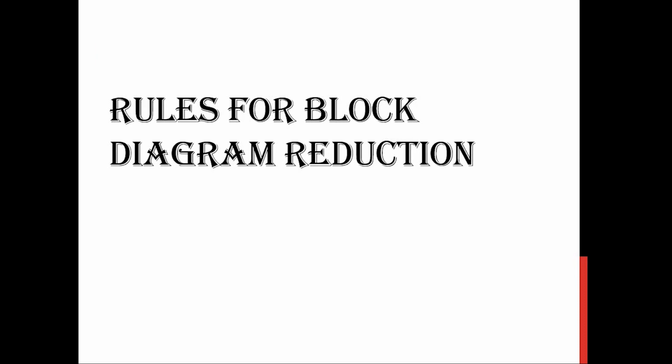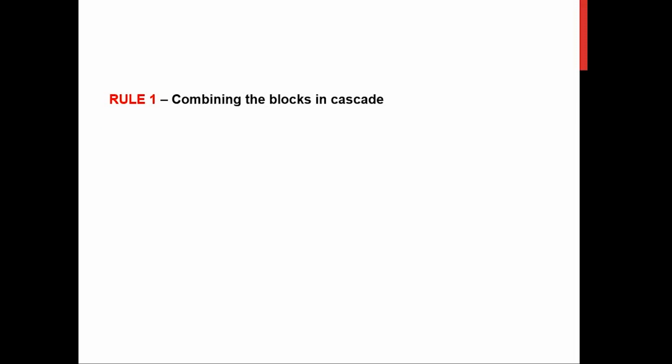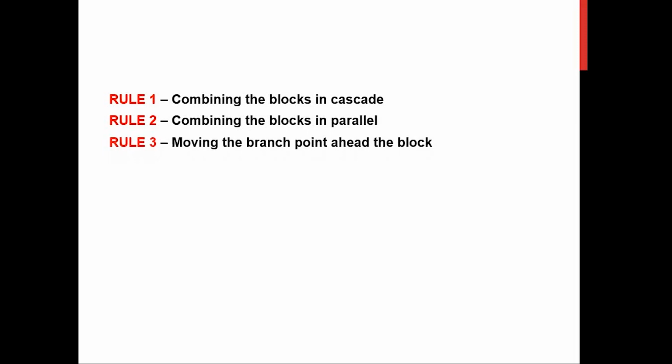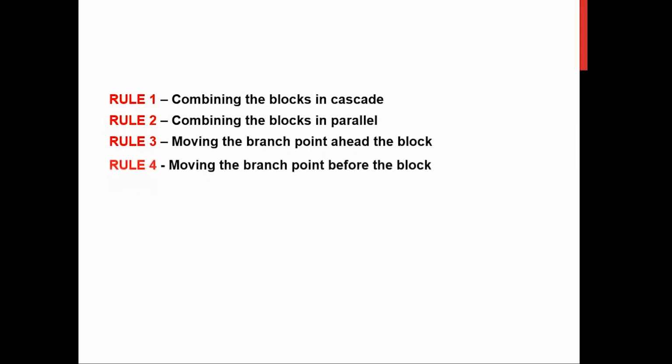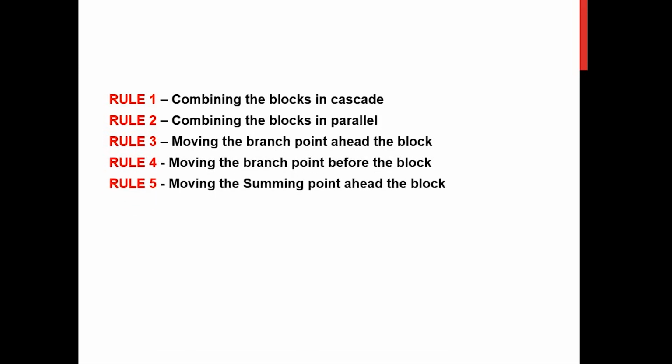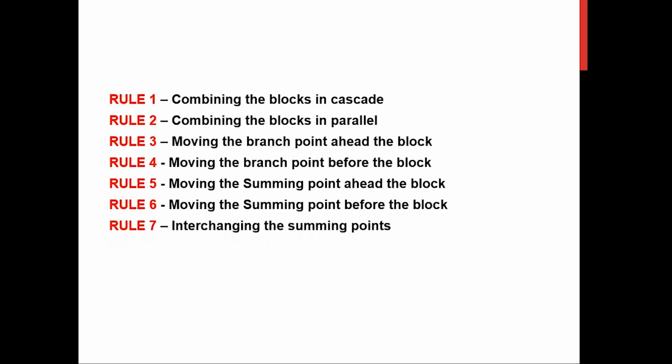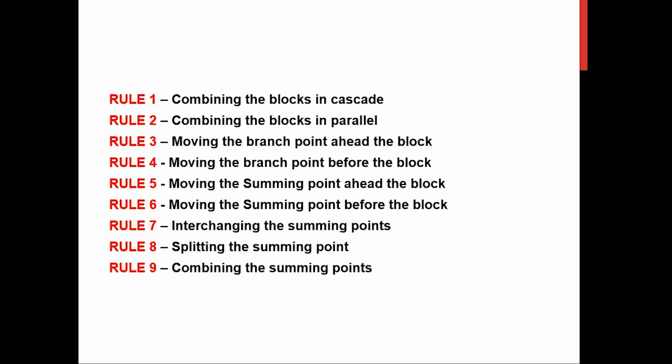Now we are going to see the rules for block diagram reduction. Rule number 1, combining the blocks in cascade. Rule number 2, combining the blocks in parallel. Rule number 3, moving the branch point ahead the block. Rule number 4, moving the branch point before the block. Rule number 5, moving the summing point ahead the block. Rule number 6, moving the summing point before the block. Rule number 7, interchanging the summing points. Rule number 8, splitting the summing point. Rule number 9, combining the summing point.